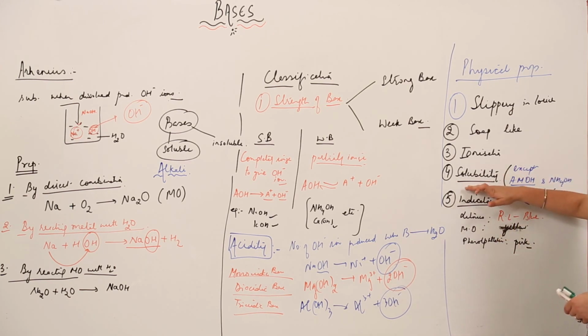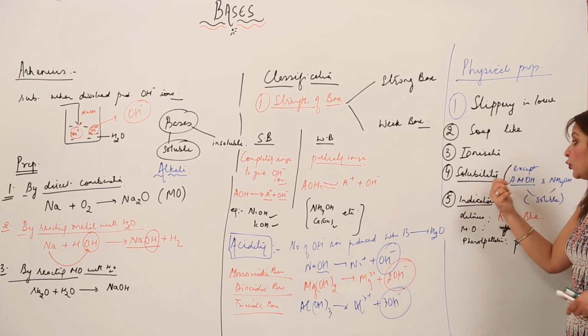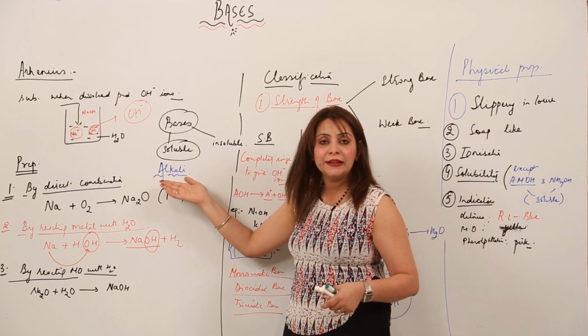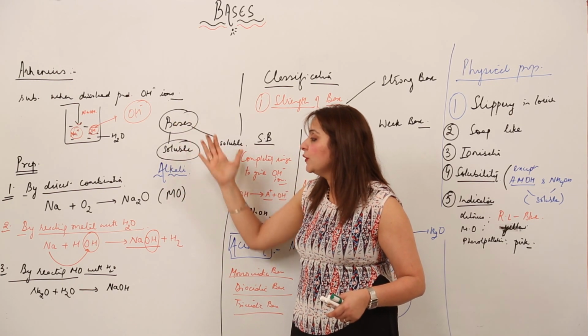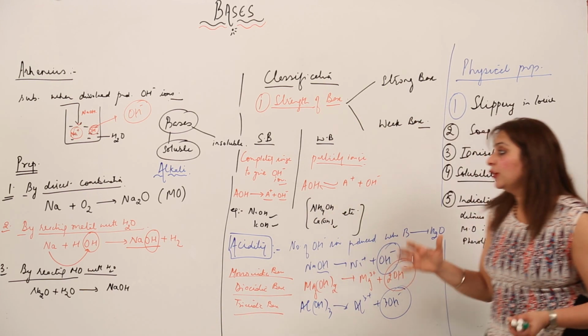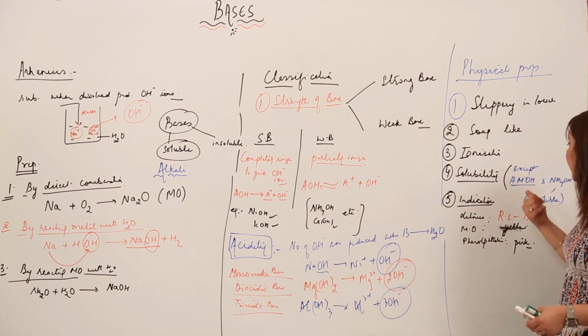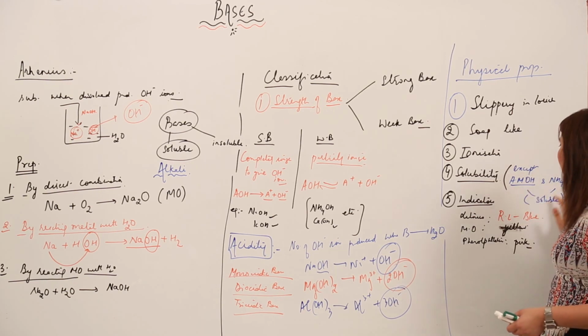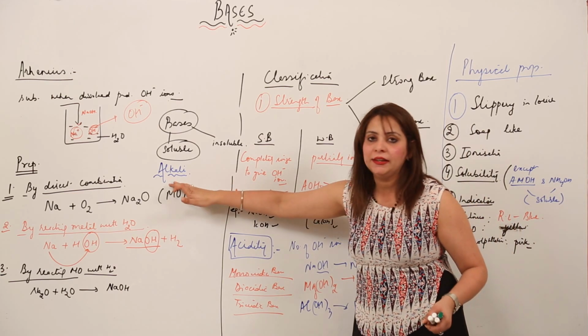When we talk about solubility, as I told you, the solubility factor is very important because it is linked with this alkali thing. The bases which are soluble in water are called alkali. They are almost all insoluble except the alkali metal hydroxides and the ammonium hydroxides, which are soluble in water. These are the ones which act as alkali.